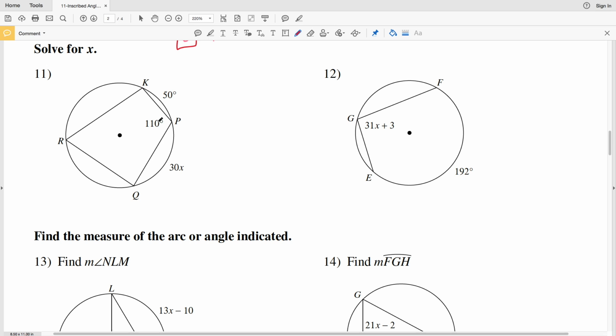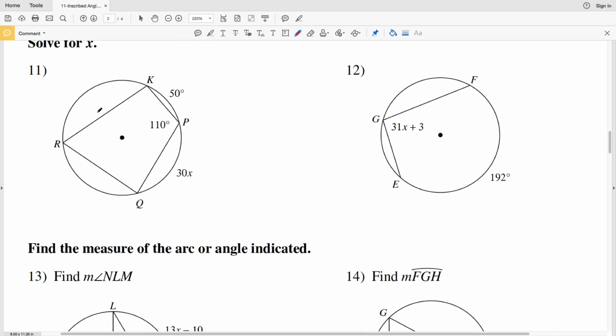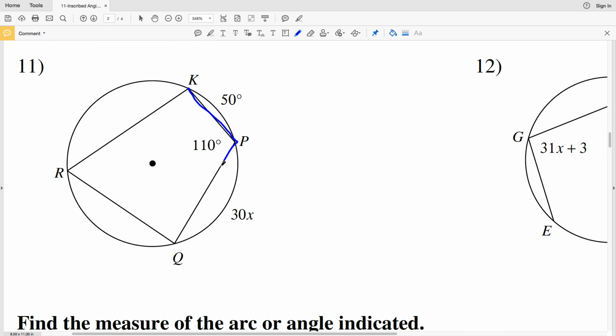Now, in numbers 11 through 12, we're going to be solving for x. I can see that angle KPQ is an inscribed angle measuring 110 degrees. So that 110 degrees will equal the intercepted arc of Q to K, arc QRK. So 110 degrees is going to equal 1/2 of the measurement of arc QRK.